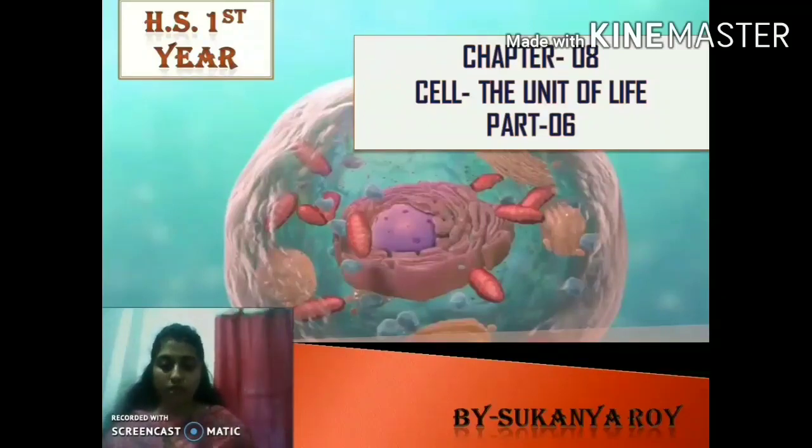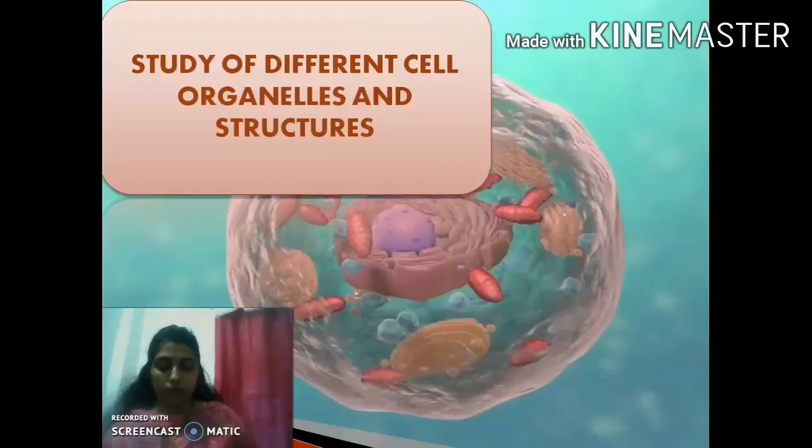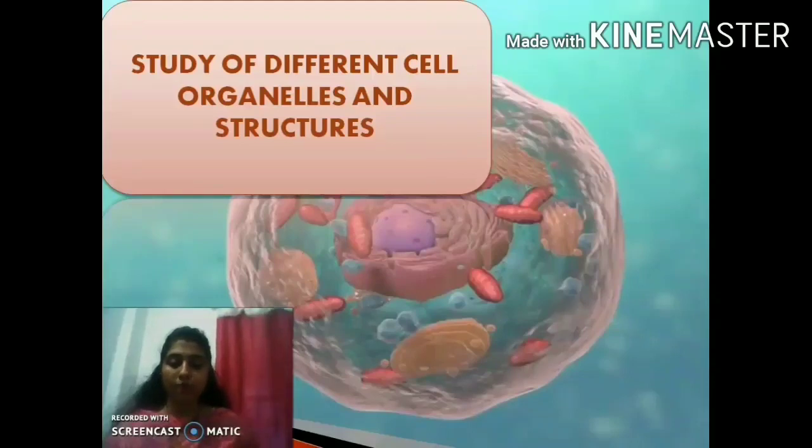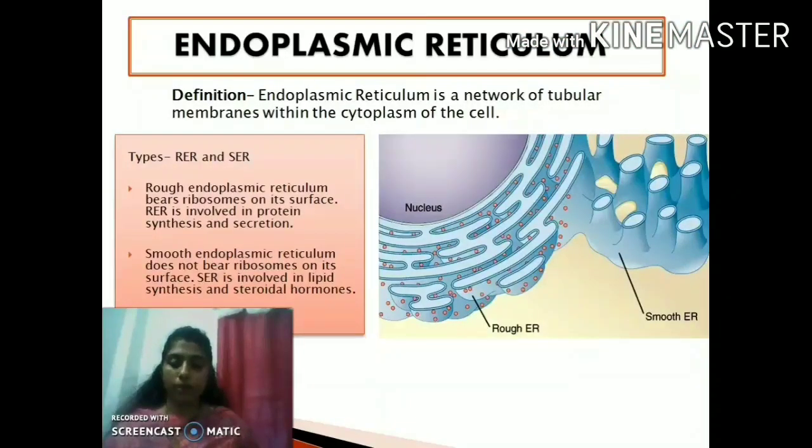So we are going to start with the part 6, or the 6th lecture, of the chapter Cell, the Unit of Life. In today's lecture we are going to study two very basic and important cell organelles. The first one we will study is endoplasmic reticulum, and the second one is Golgi apparatus. So let's start with the endoplasmic reticulum.